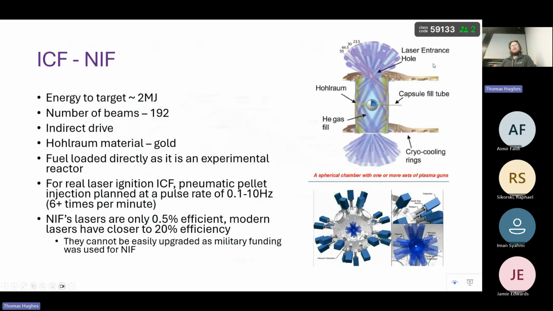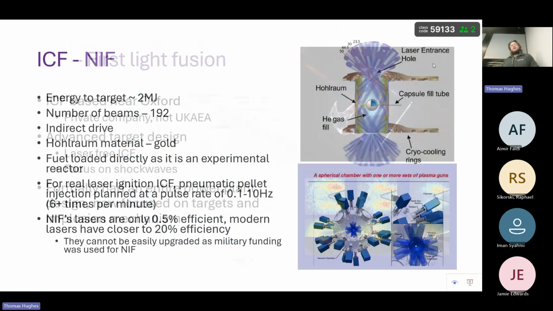And the main thing to have a look at with NIF is that their lasers are about 0.5% efficient. More modern lasers, if they updated them, would be closer to 20% efficiency, which would take us a lot closer to getting engineering gain out of this. But because it's a military installation, technically, upgrades are not easy to do. They don't really want to change them. They want to keep it so they can keep making similar weapons. But yeah, that's what NIF looks like, with lots of lasers.